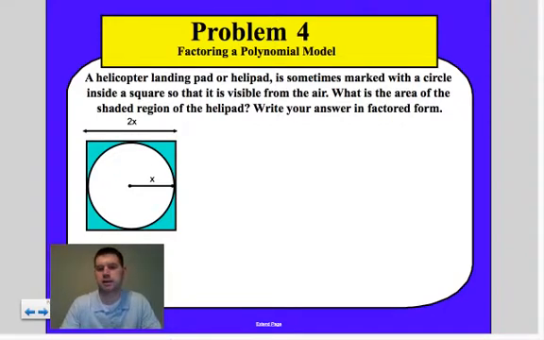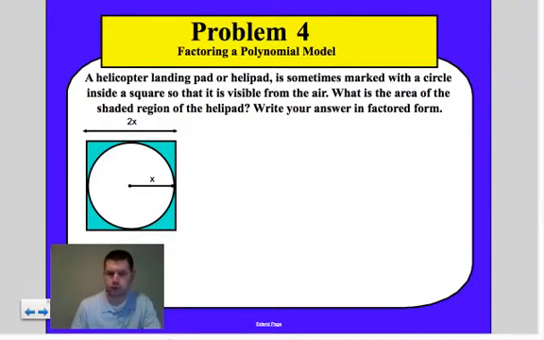A helicopter landing pad, or a helipad, is sometimes marked with a circle inside a square so that it is visible from the air. So you can see over here on the left, I give you kind of a diagram, and that's again 482, I believe, is what page that's on in your book. So the question is, what is the area of the shaded region? So you can see the green shaded region. We want to know what that area is.